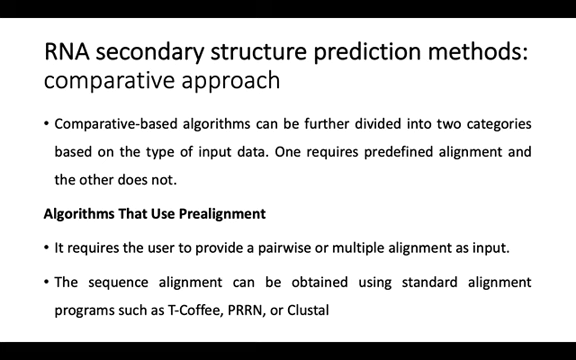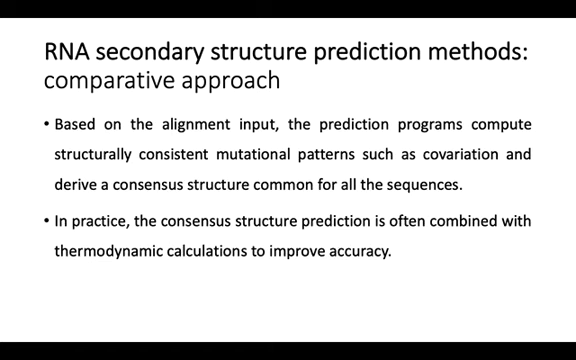Comparative algorithms can be further divided into two categories based on the type of input data. One requires a predefined alignment, and another does not. The algorithms that use pre-alignment require the user to provide a pairwise or multiple alignment as input. These alignments can be obtained by using standard alignment programs like T-Coffee, Clustal. Based on the alignment input, the prediction programs compute the structurally consistent mutational patterns such as covariation and derive a consensus structure common for all sequences.